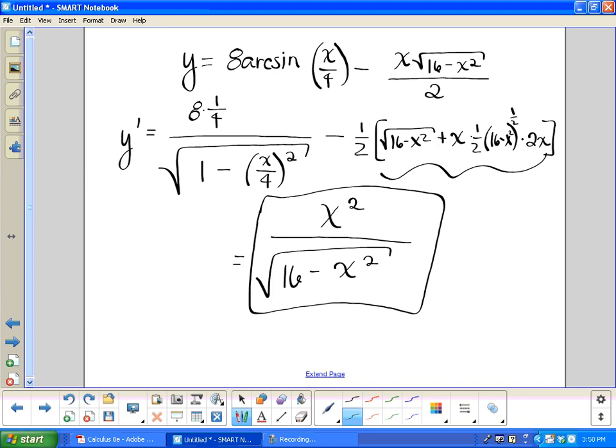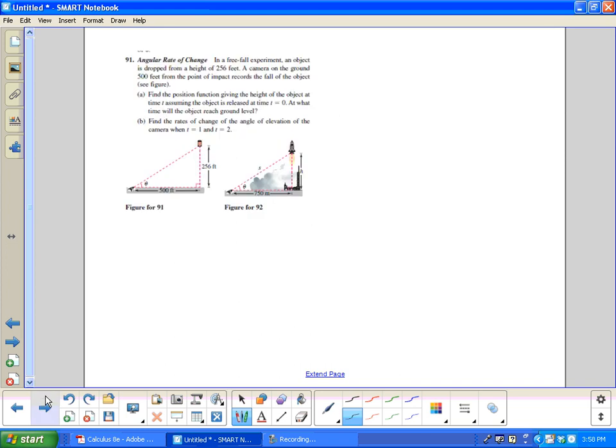So I have one more derivative for you. It's an application problem. I thought it was a neat little problem. So I've got it over here on the next page. It's what you saw earlier. This is angular rate of change. So we have a free fall experiment. We just need 91. We have an object that's dropped from the ground at 256 feet. The position function, which you would know if you've taken physics, for an object in free fall is just negative 16t squared plus your initial height. So our initial height is 256 feet.